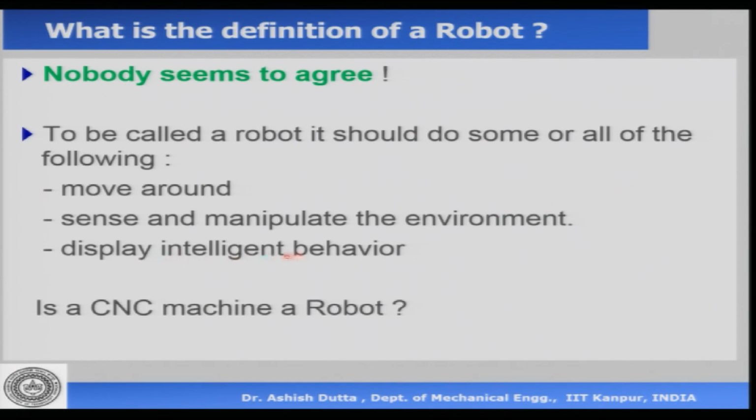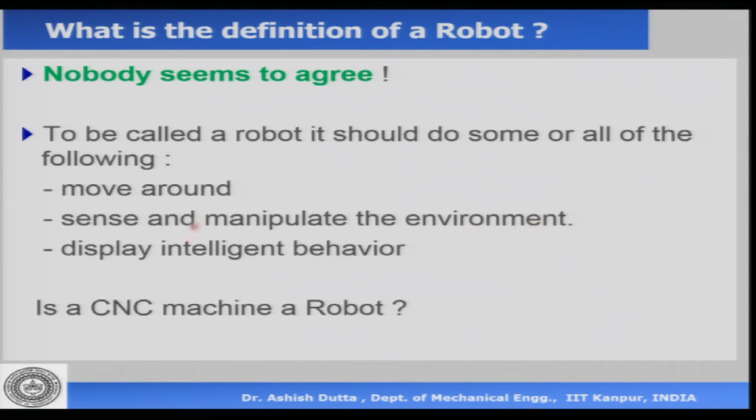Now display intelligent behavior is something which is a little tricky. What is intelligent behavior? In the sense of what we use in robotics, it essentially means a system would be called intelligent if it can deal with unknown, unforeseen, or corrupted data. For example, the sensors are not always perfect. So if sometimes you get data which is incorrect or corrupted, or data which is not there, then how would you deal with it? Intelligent behavior in that sense would mean ability to deal with unforeseen, unknown, or corrupted data.